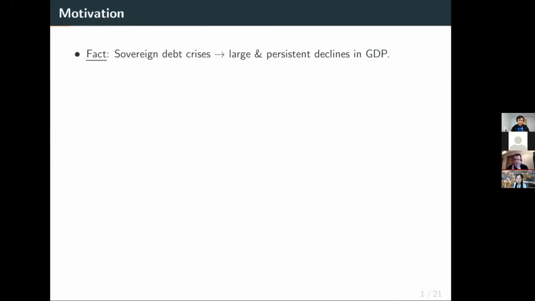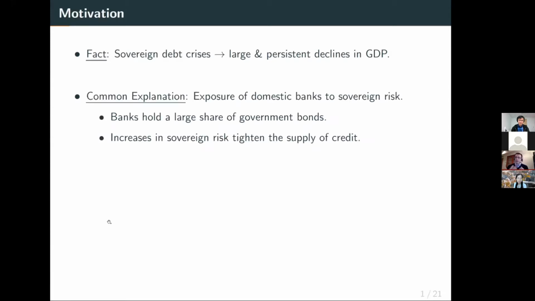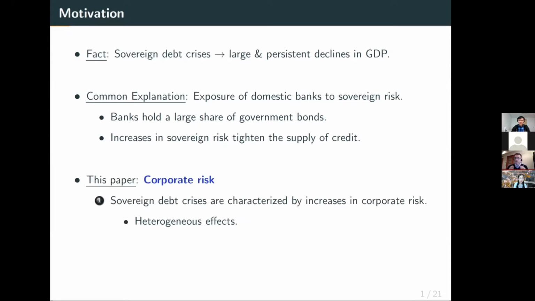Sovereign debt crises are characterized by very large and persistent declines in economic activity. Think, for example, about Italy or Spain during the last European debt crisis. It took those countries about 7 to 8 years to fully recover. The question, of course, is why are these crises so large and so persistent? A common explanation that you typically find in the literature is based on the exposure of domestic banks to sovereign risk. The idea underlying all these papers is that banks typically hold a very large amount of government bonds. Because of that, whenever there is an increase in sovereign risk, that will weaken the balance sheet of the domestic banks and will tighten the supply of credit, which of course will propagate the effect to the rest of the real economy.